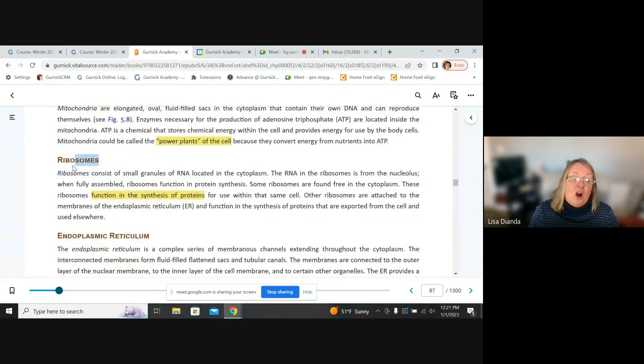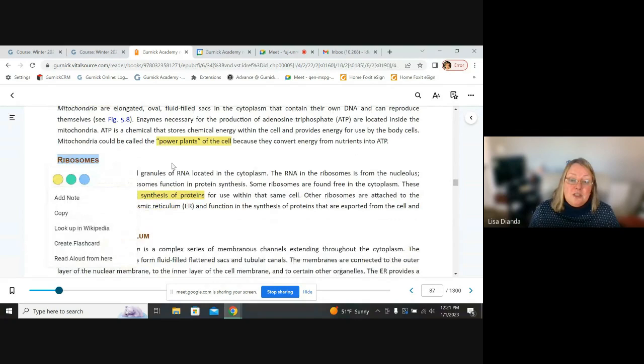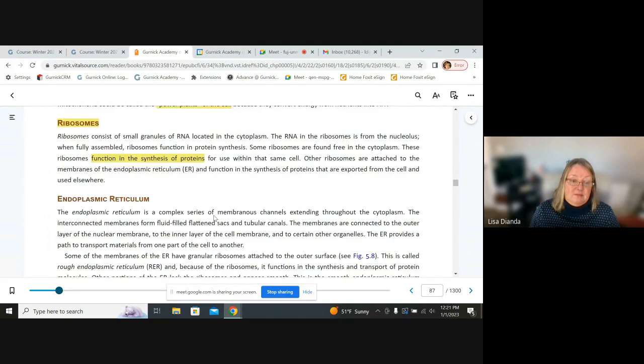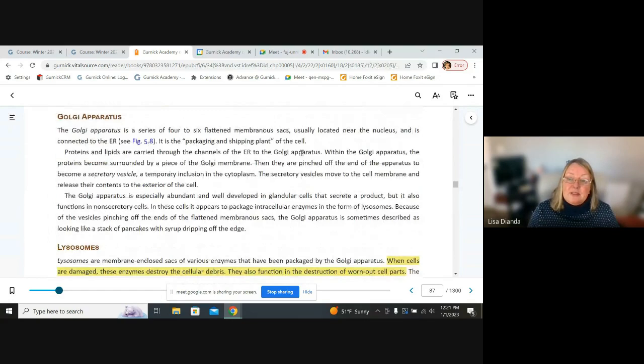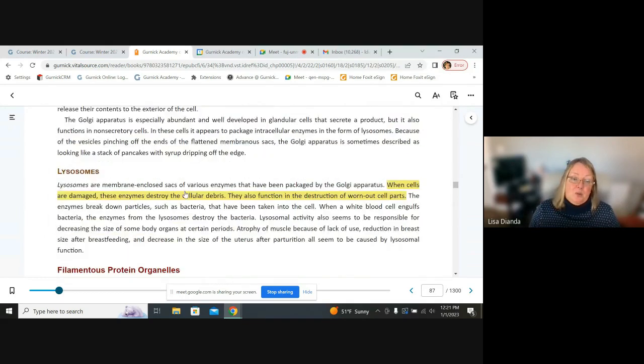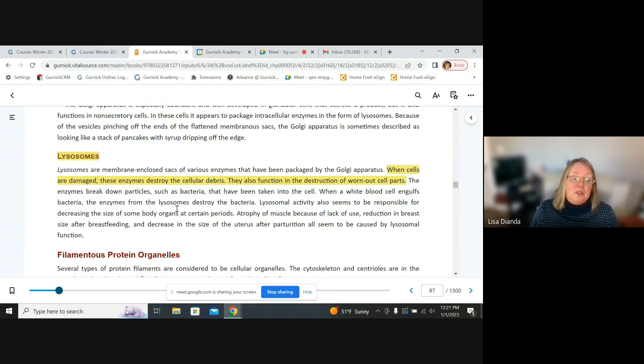Ribosomes, they are the RNA granules that synthesize protein. Important. The Golgi apparatus are sacs located nearby. They're the packaging and shipping plant of the cell. The lysosomes, okay, are an important feature. When cells are damaged, these enzymes destroy the debris. They destroy worn out cell parts, right? Your lysosomes are important.